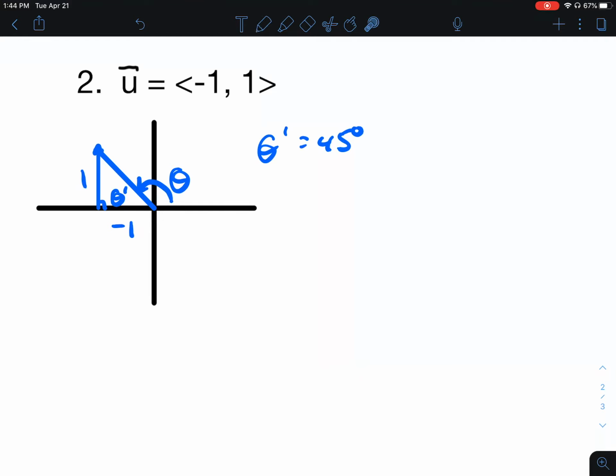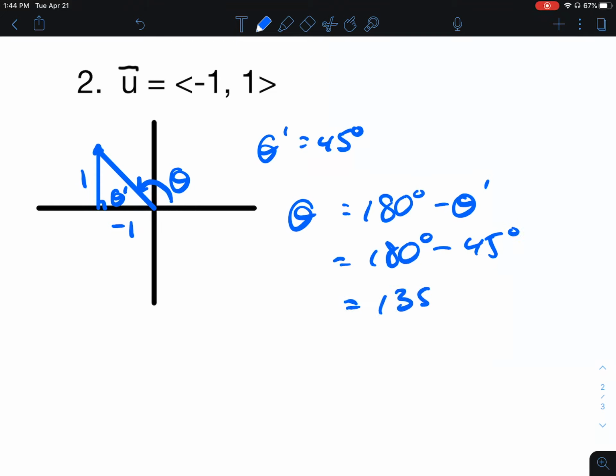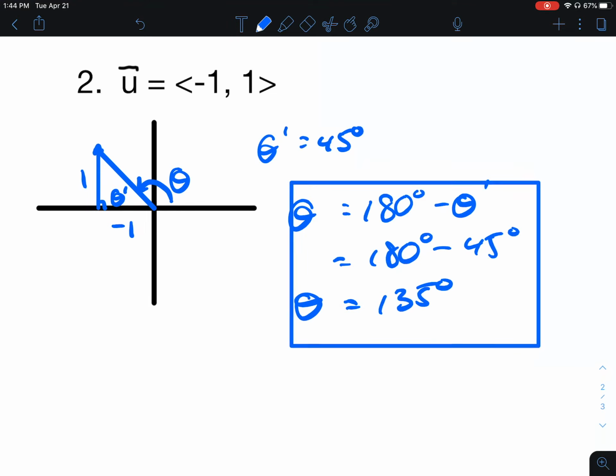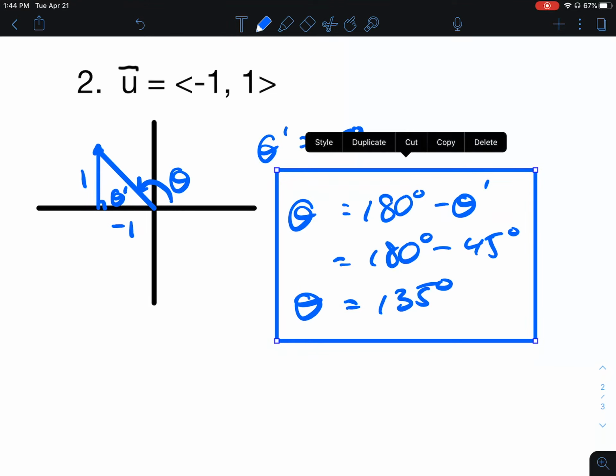If theta prime is 45 degrees, from here to here is 180. So I think it stands to reason that theta in this case is going to be 180 minus theta prime. So that's 180 minus 45. That's 135 degrees. If you didn't want to show the work for what I just put in this box, you wouldn't have to. I'm just trying to be thorough in my explanation.